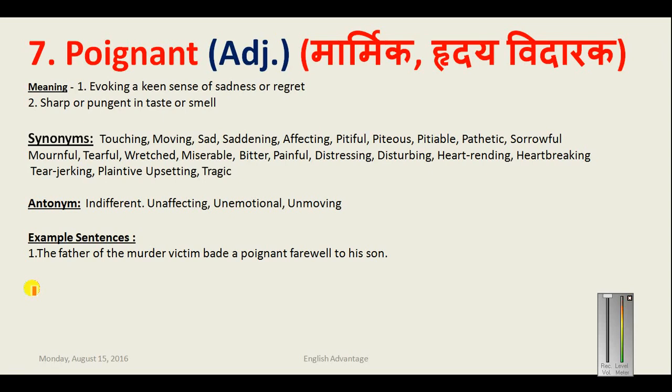You have to pronounce this word like poignant, with a silent G. Poignant is an adjective, and poignant means evoking a keen sense of sadness or regret. Suppose you watch a movie and the movie is very poignant, and you start crying at the sad scenes. And the second meaning for this word is sharp or pungent in taste or smell. So there are two meanings I have mentioned here. Touching, when you start crying by seeing something. Moving, sad, saddening, affecting. Pitiful, piteous, pitiable, pathetic.